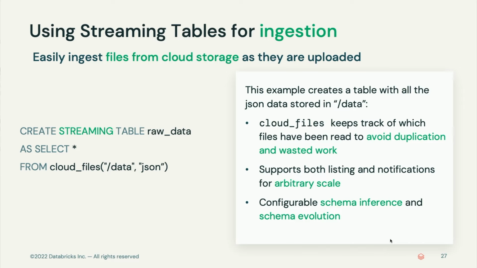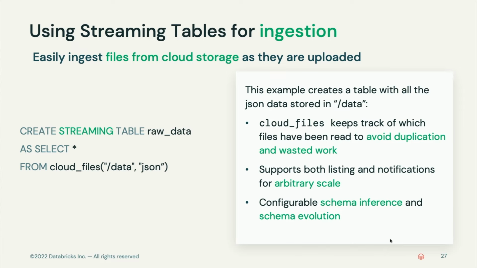The problem is this. If you have a directory with 10 million files in it, even just listing those 10 million files to figure out which one is new takes a really long time. And so what Autoloader does is it integrates with the notification systems of all 3 major clouds so that they will tell us when new files arrive, and we don't have to scan all 10 million files each time. This lets us handle just massive, massive scale.